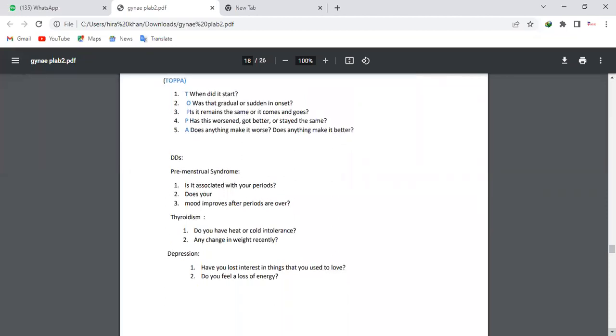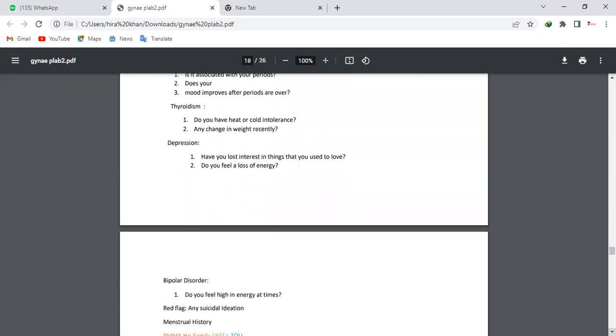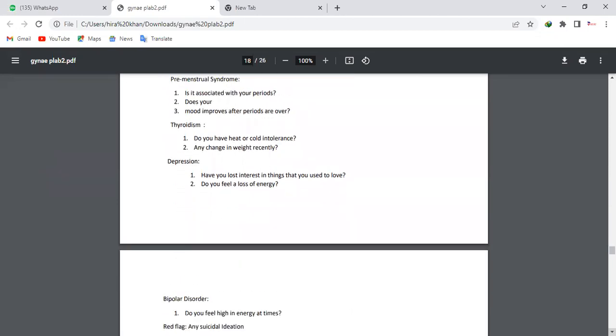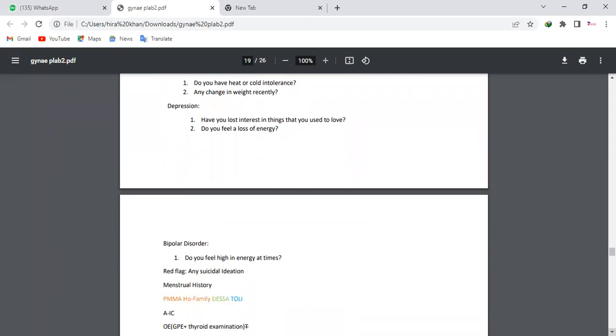Then do ask about the thyroid, because you have to rule out the differentials. Do you have heat or cold intolerance? Any change in weight recently? Have you lost interest in the things that you used to love? Do you feel loss of energy? Because all these questions are related to low mood, and you have to ask them. Low mood, irritability, so you have to keep these points in your mind.